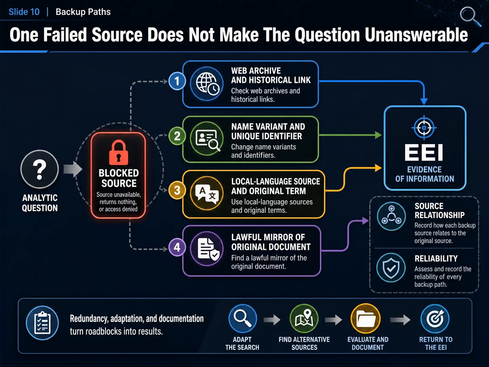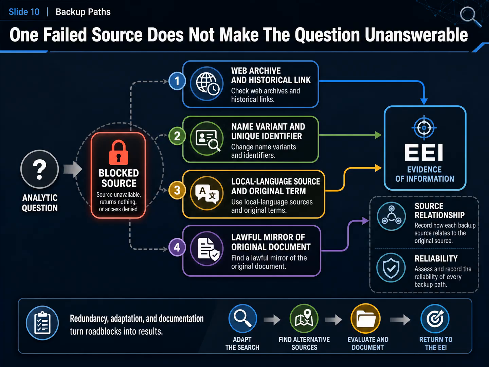One failed page does not make the question impossible to answer. If an official page disappears, check web archives and historical links. If a database returns nothing, try aliases, former names, and unique identifiers. If language is the obstacle, search in the local language with original terminology.